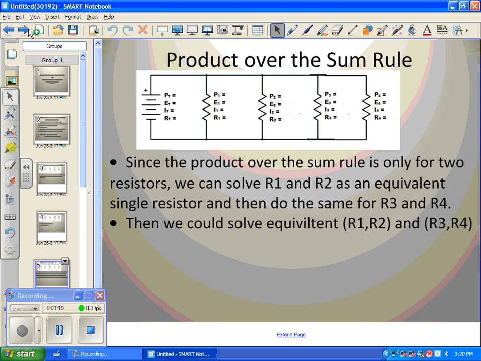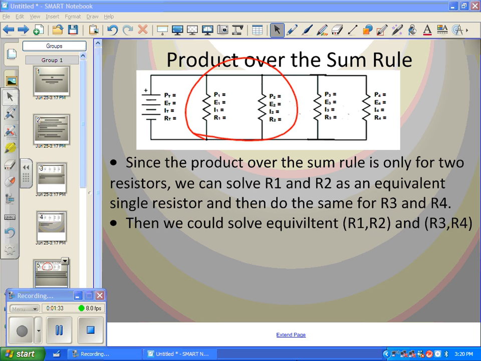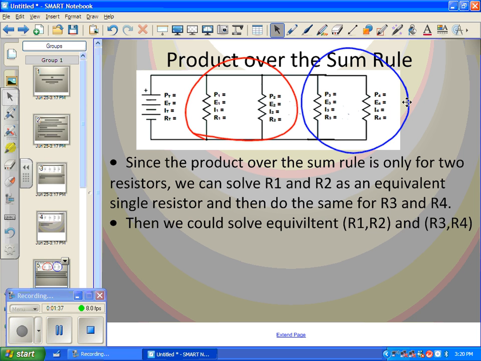Well, let's say that we're going to look at resistor 1 and 2 as one thing. First, we're going to do product over the sum with them. Then we can do product over the sum with 3 and 4. And then we could do product over the sum with R1,2 and R3,4 as though they were one single resistor in parallel. So let's look at that.